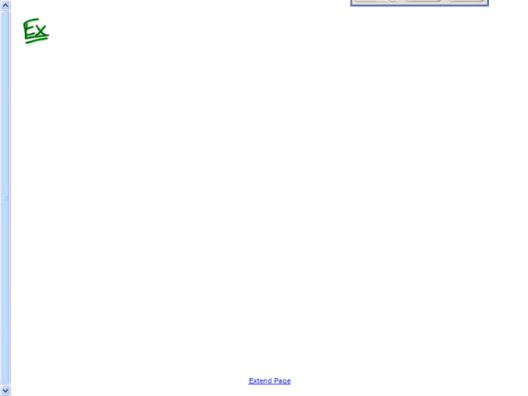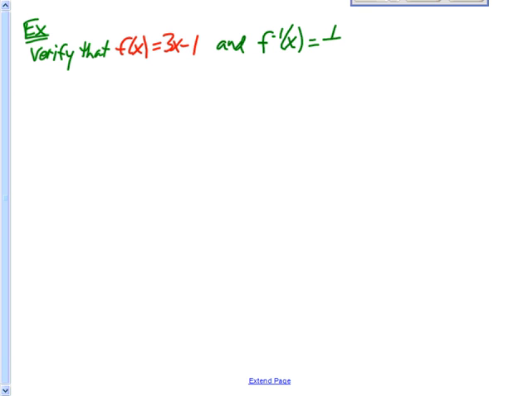So I've just found the proposed inverse. Now I'm going to actually verify that those are inverses. Well, again, if they're truly inverses, the test is to take their composition, and it should spit out x, right? f of g of x equals x, or f of the inverse equals x.